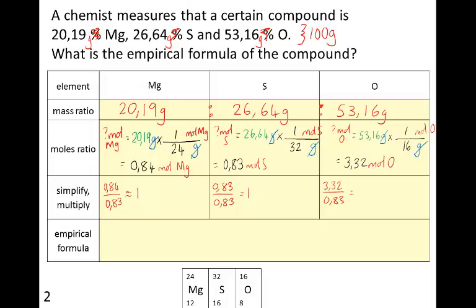Here it's obvious that the answer is 1. 3.32 divided by 0.83 gives us 4. So this is very easy. We don't have to still multiply by something because the first step, just simplifying, has given us whole numbers throughout. So we need not multiply in this particular case. Gives us our empirical formula straight away. Mg1, which we don't write, S1, which we don't write, O4.